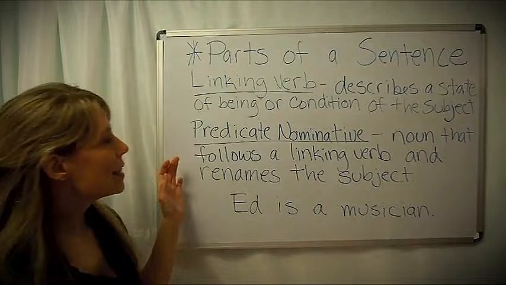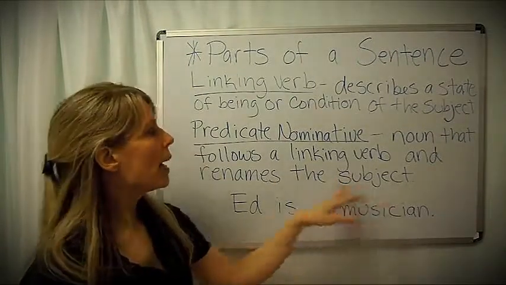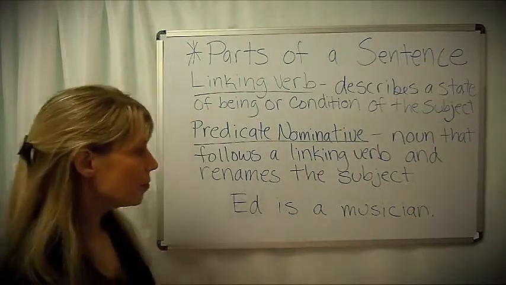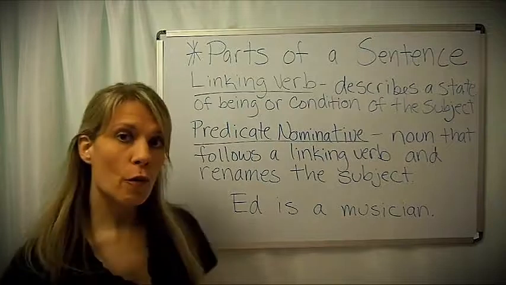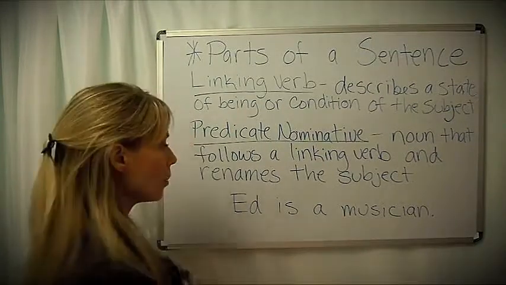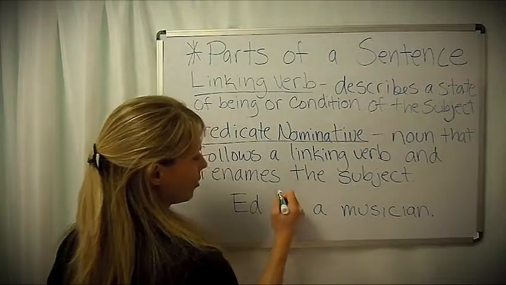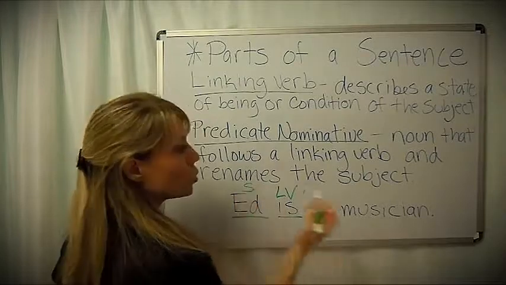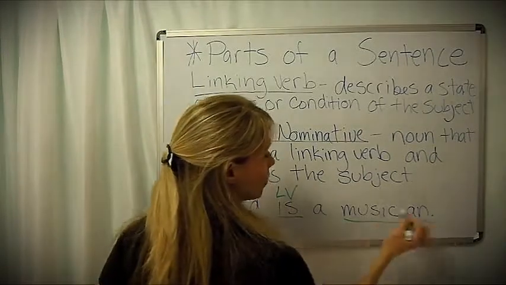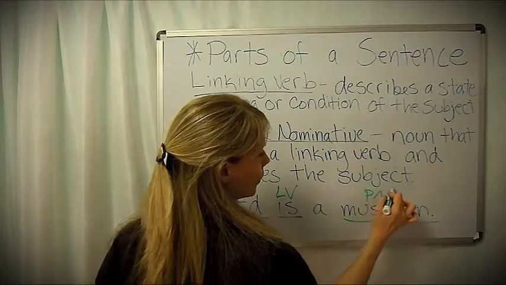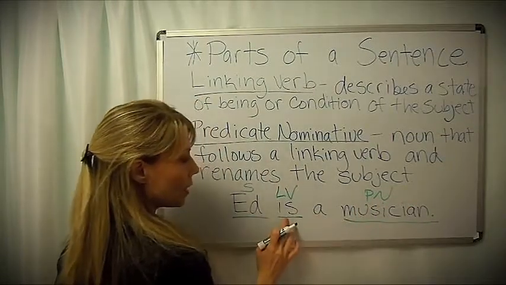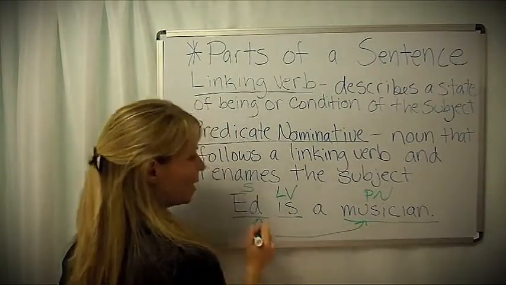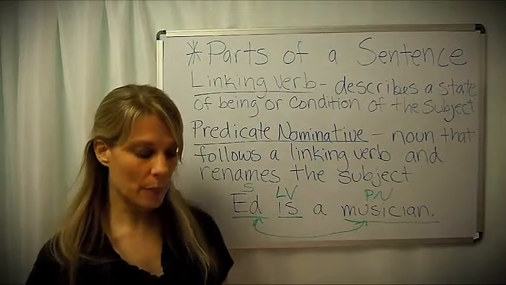Predicate nominative is a noun that follows a linking verb and renames the subject. Okay, so let's look at an example. Ed is a musician. First thing we're going to do is pick out our linking verb. In this case, right here, is. And our subject here is Ed. So musician is going to be our predicate nominative, because it's our noun that follows a linking verb and renames the subject. Musician renames Ed. Ed is a musician.